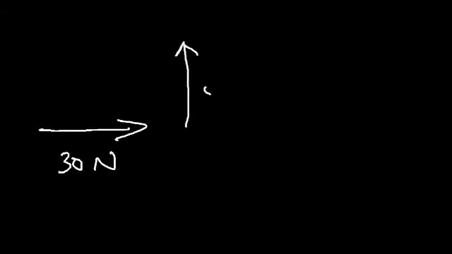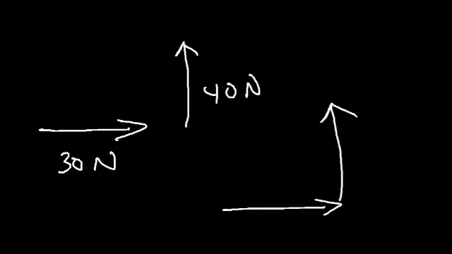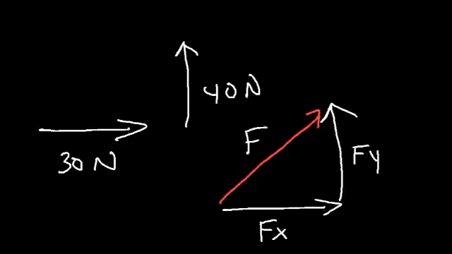Now what if you have a force of 30 newtons directed to the right along the positive x-axis and another force of 40 newtons directed in the positive y-axis. What is the net force? What is the magnitude of the net force, and also the direction of the net force? To find it, whenever you want to add two vectors that are perpendicular to each other, you can draw a triangle. Let's call this f of x, f of y, and this is f, the magnitude of the net force. And here's the angle of f relative to the x-axis.